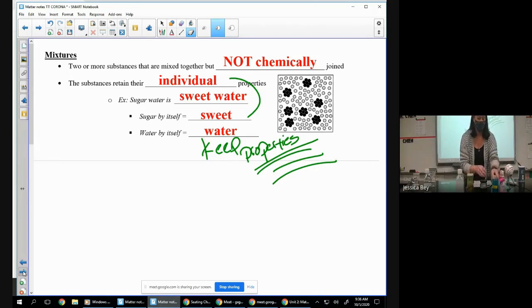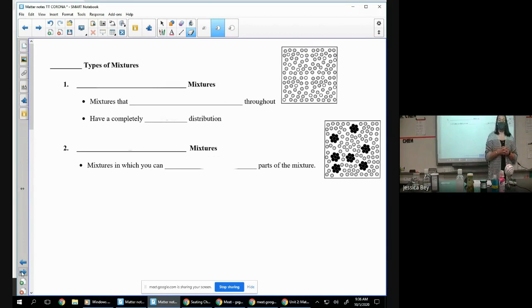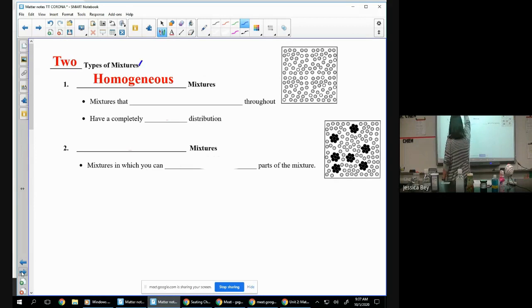Mixtures. All right. You may have heard of these terms before. I love these terms because unlike some things in chemistry, the terms tell you exactly what it is, okay? There are two types of mixtures as well. The first type of mixture is called a homogeneous, H-O-M-O-G-E-N-E-O-U-S, homogeneous mixture. And like I said, it tells you what it is. So let's break it down, put a line between the homo and the geneous.